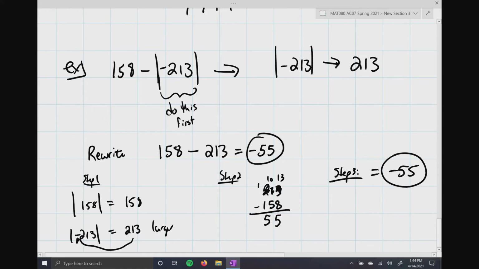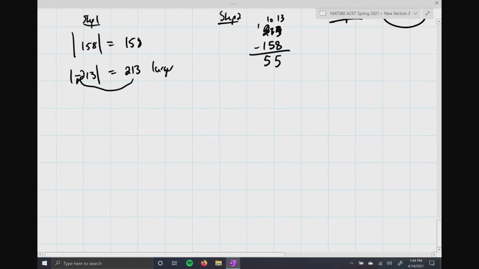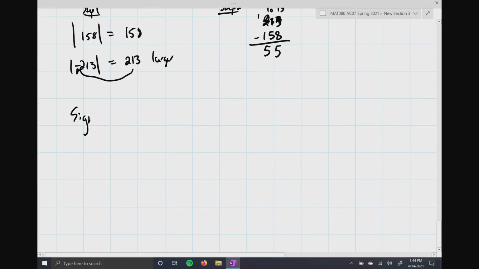Now, here's a question for you. Where do we see signed numbers? You probably looked at them today. Where would we see positive and negative numbers around us? On a thermometer. Thermometer, excellent. So, signed numbers exist everywhere. Some examples. Thermometer. Anywhere else?